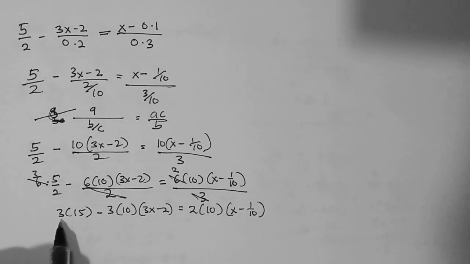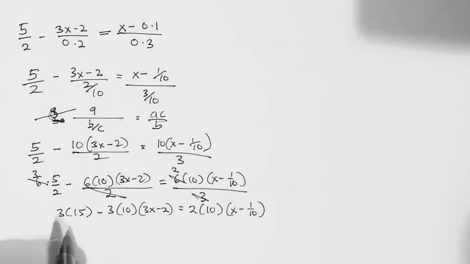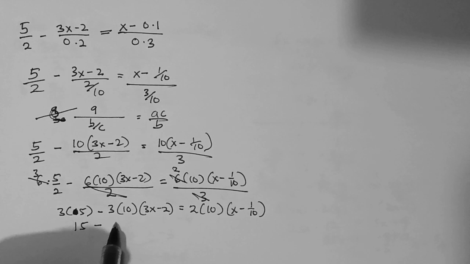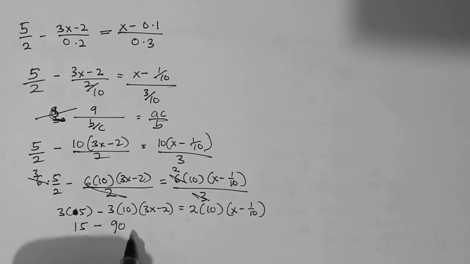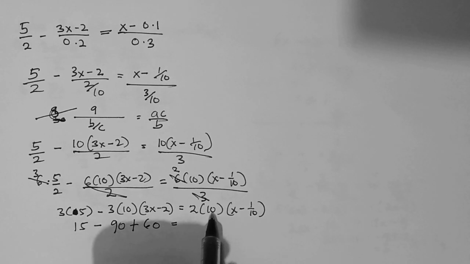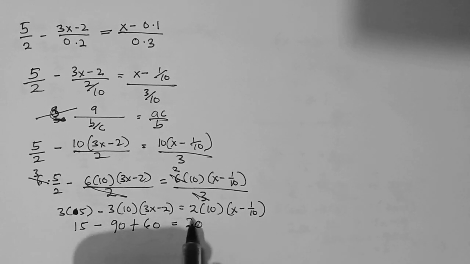So at the end of the day, let's distribute. If you distribute 3 times 5, that is 15. Then minus 3 times 10 is 30. 30 times 3x is 90x. Then minus 30 times minus 2 becomes plus 60. And this is equal to 2 times 10 is 20. 20 times x is 20x. And then 20 times 1 over 10 will give minus 2. So here's 20x.